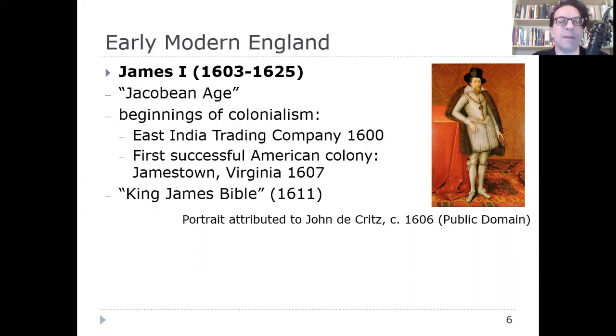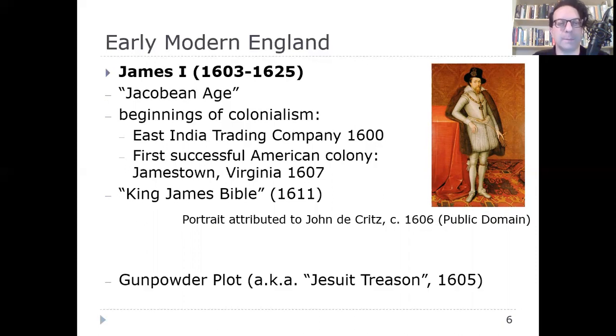Also, the King James Bible, a very, very famous document from this time, named after King James, not because he himself wrote it, of course, but because the translators that created it were working in this time, and of course with the blessing of the king. This is also the time in which we find things like the Gunpowder Plot, also known as the Jesuit treason, Guy Fawkes, the 5th of November, and so on. So people were trying to blow up the Houses of Parliament and other important buildings in London, but that failed.